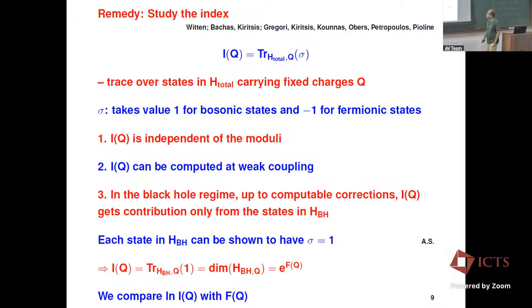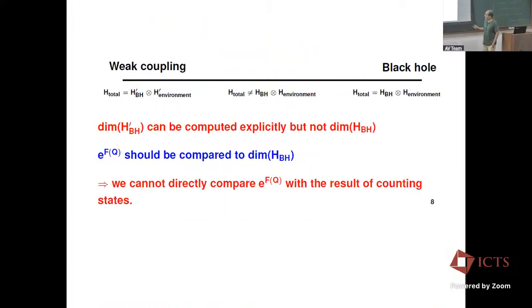charge. Now, the reason that this is useful is because one can show, first of all, that this quantity is independent of the moduli. So when you calculate at weak coupling or in the black hole region, it gives the same result. There is a general theorem of that kind. There is some modification of this which I'll discuss later, but for now we can assume that this is independent of the moduli. This can be computed at weak coupling, because as I said, at weak coupling you can in fact count anything, because it becomes a product of Hilbert spaces of harmonic oscillators.